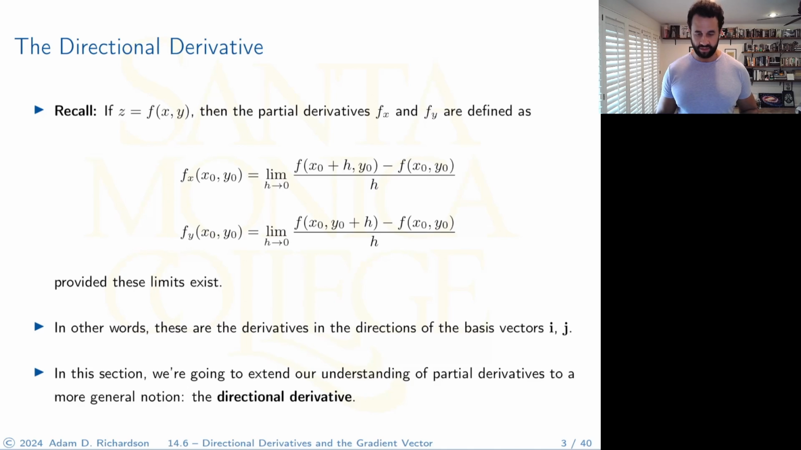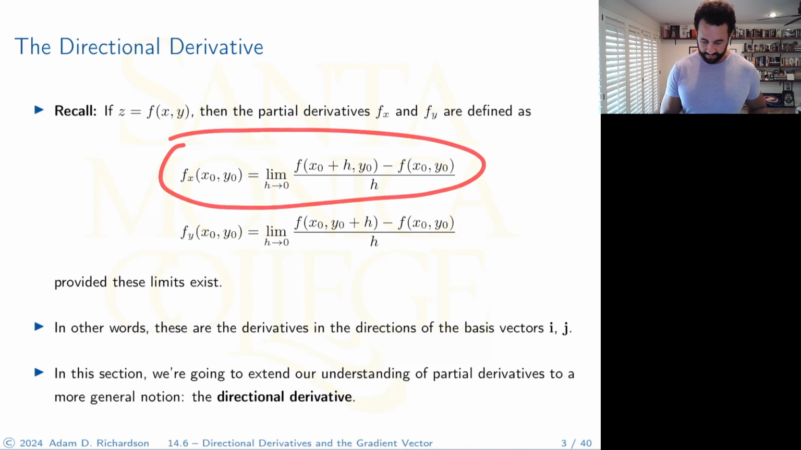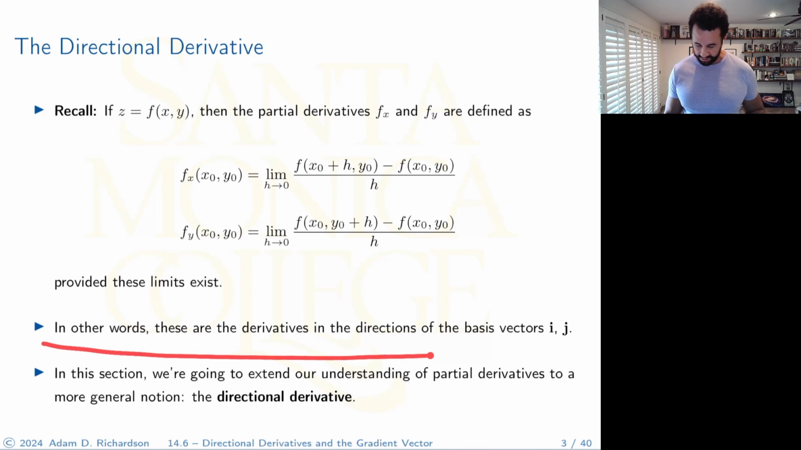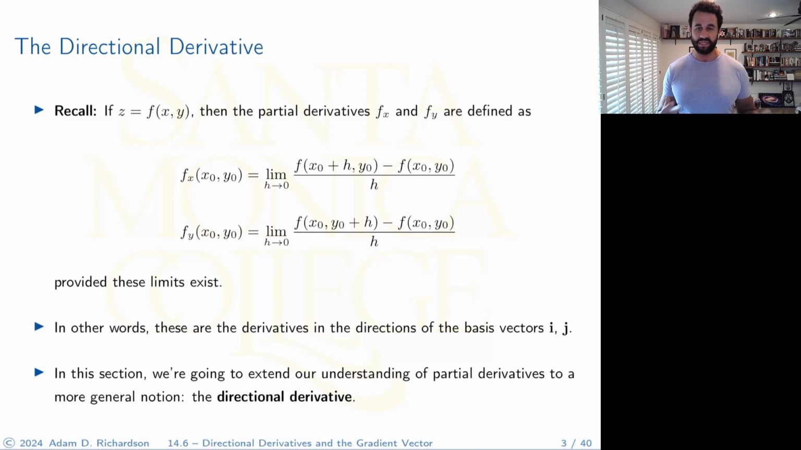Okay, so let's start with the directional derivative. Let's just stick to 3 dimensions for now, so we'll do a function of 2 variables. If you remember from the previous section, the partial derivatives, f sub x and f sub y, are defined like this, provided those limits exist. Basically speaking, those derivatives are the derivatives in the direction of the basis vectors i and j. It's basically the derivative in that direction, except the direction is i or j. So that's what the partial derivatives are.